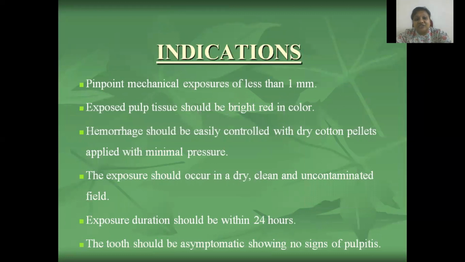What are the indications? There is a pinpoint mechanical exposure of less than 1 mm. Exposed pulp tissue should be bright red in color. Hemorrhage should easily be controlled with the help of dried cotton pellets with a minimal amount of pressure. The exposed area should have a dry, clean, uncontaminated field. Exposure duration should be less than 24 hours. The tooth should be asymptomatic, showing no signs of pulpitis.